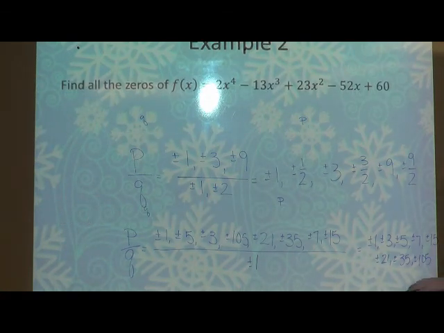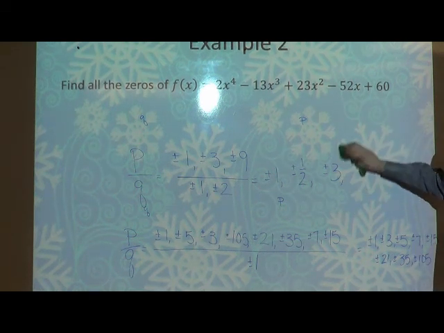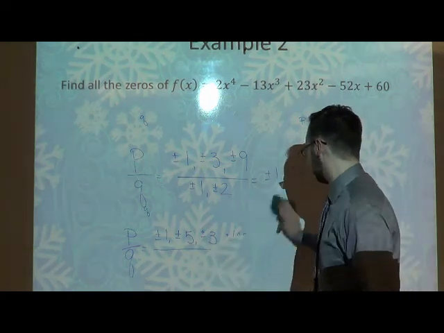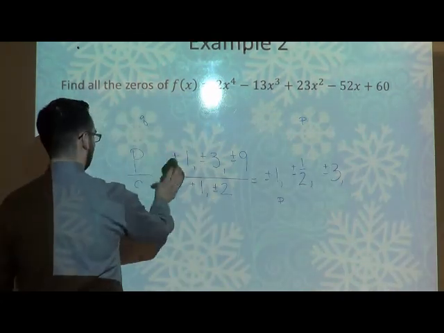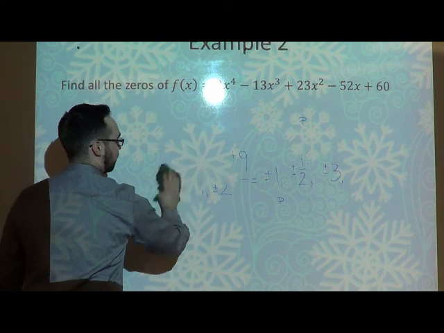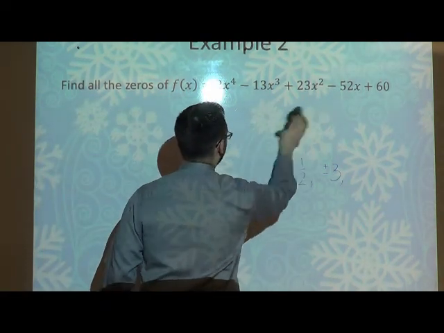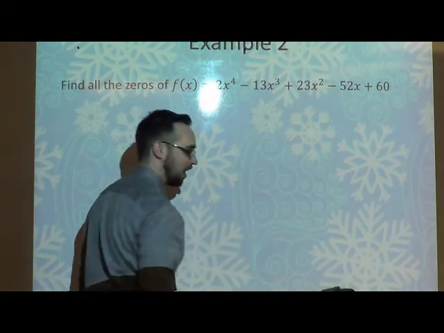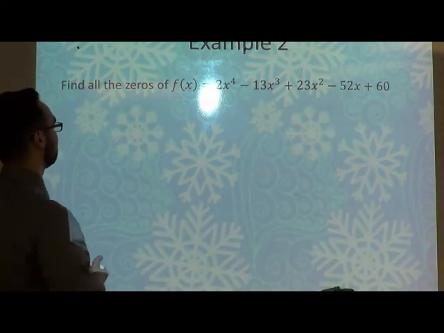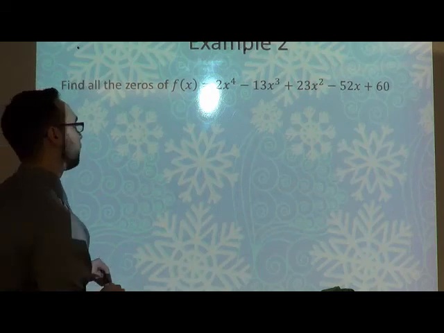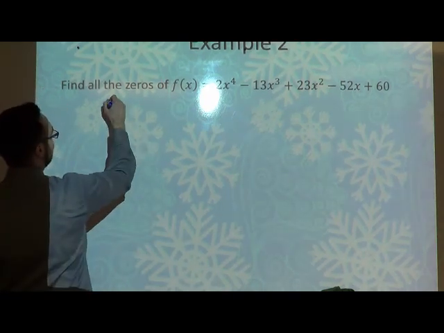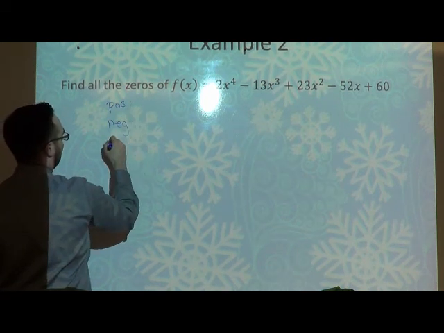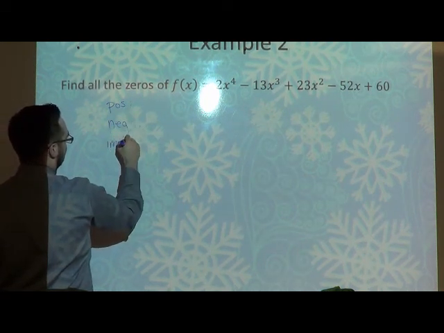Alright, the next two examples. We're just going to go through the entire process from start to finish of how we solve for all of the zeros. We're going to start at the top and incorporate pretty much everything we've done in this entire chapter. We start by looking at our sign changes and finding out how many positives, how many negatives, and how many imaginaries I have.